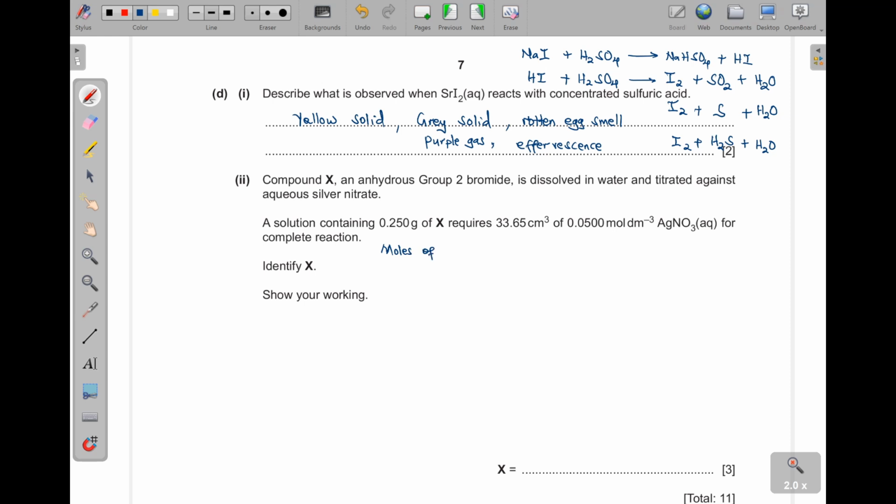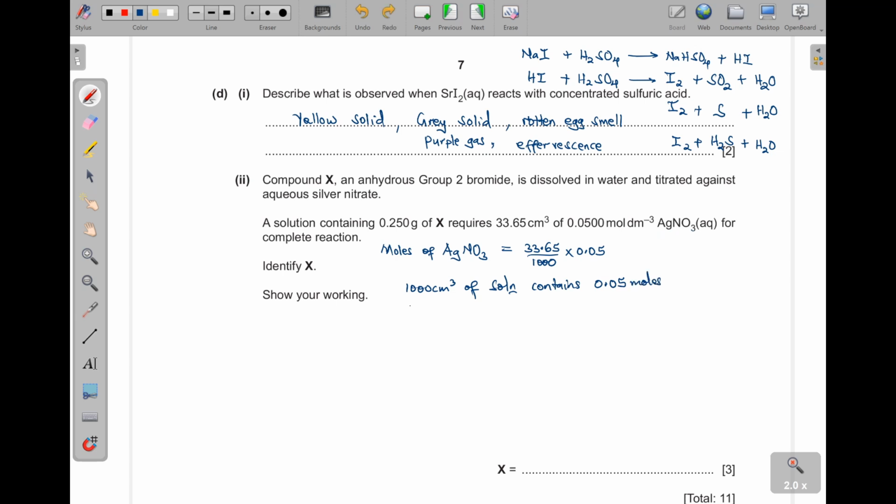Moles of silver nitrate, we are just going to get this one here. Then we divide it by 1,000, then times 0.05. Or using first principles, this is what I can write. This statement here, this is what it means: that 1,000 cubic centimeters, which is the liter, of solution contains 0.05 moles of this one here.